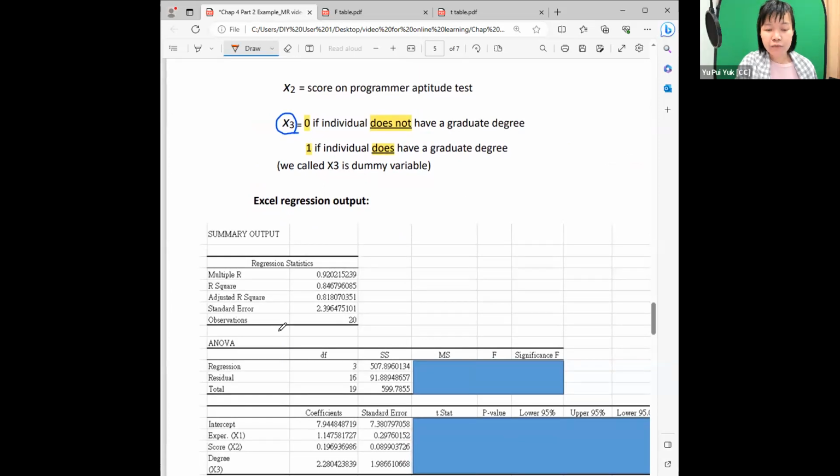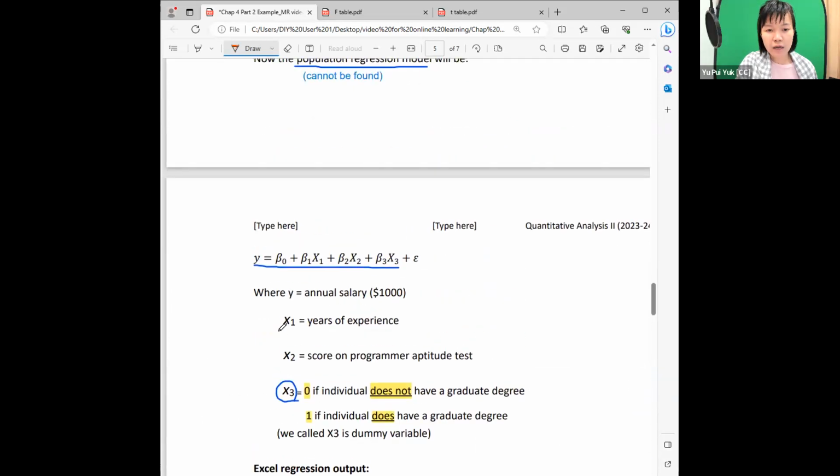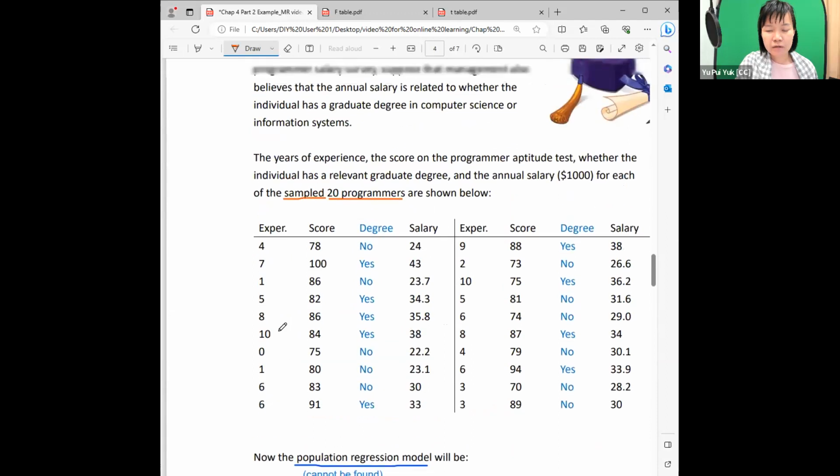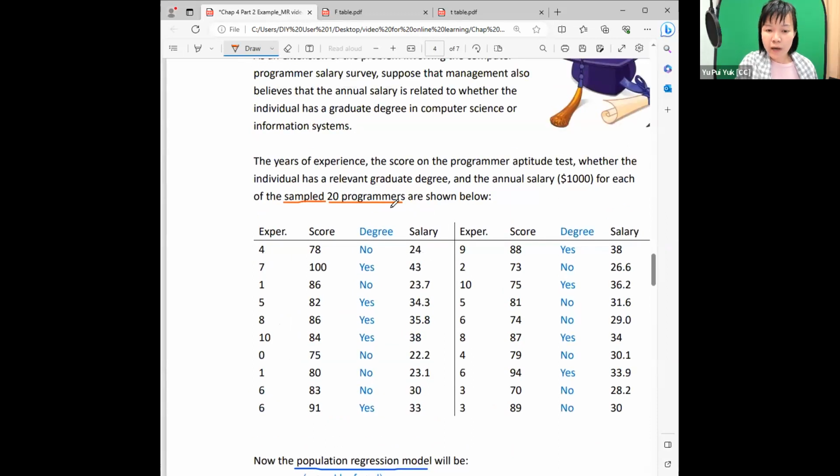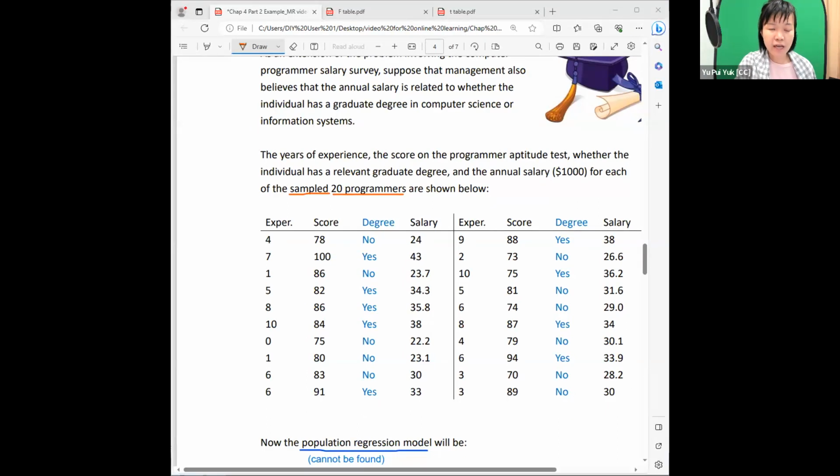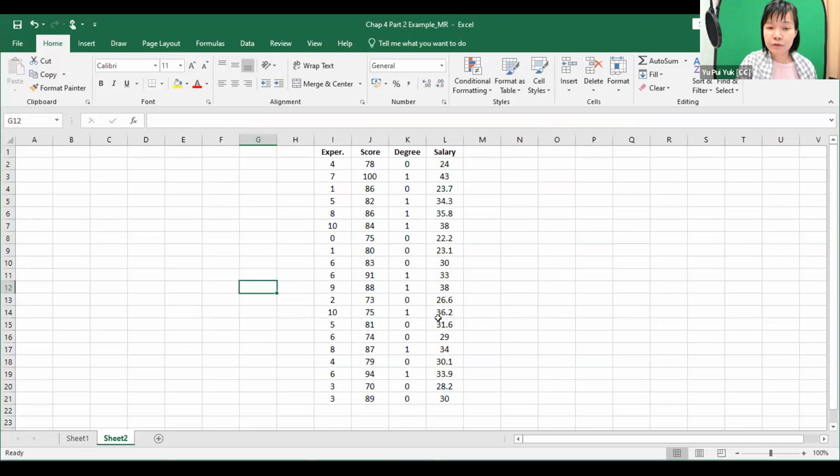Okay, if we want to run the regression analysis in Excel, we first have to input the data set into Excel. So let me share the Excel file with you. Suppose I already input the data set here.